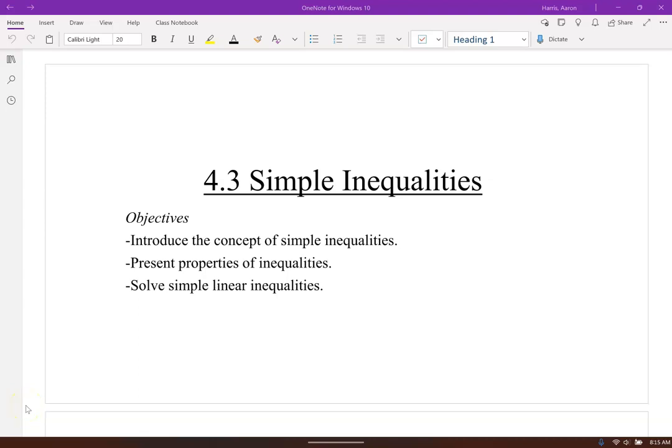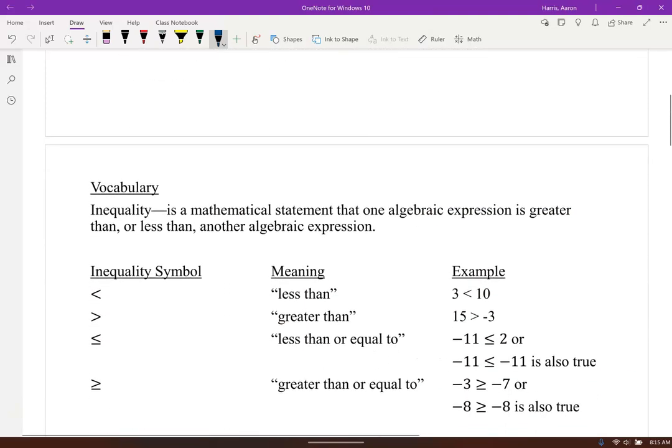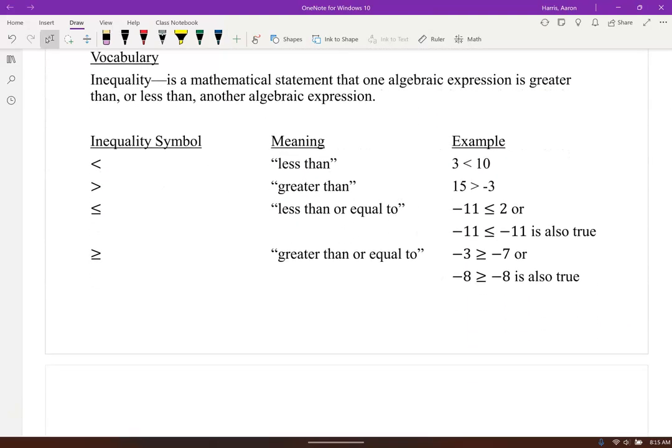All right, here's our objectives for simple inequalities. We'll introduce that concept, present the properties of them, get my pen out here, and then we'll solve them. So we've got the inequality.